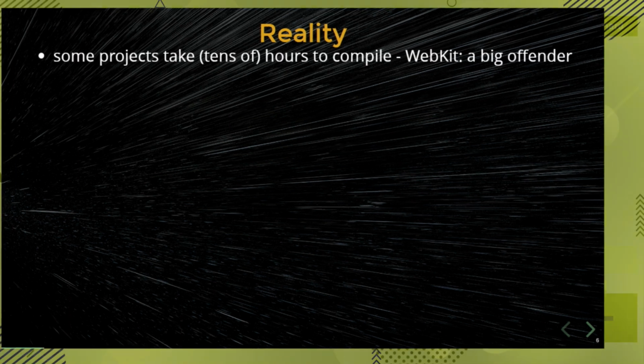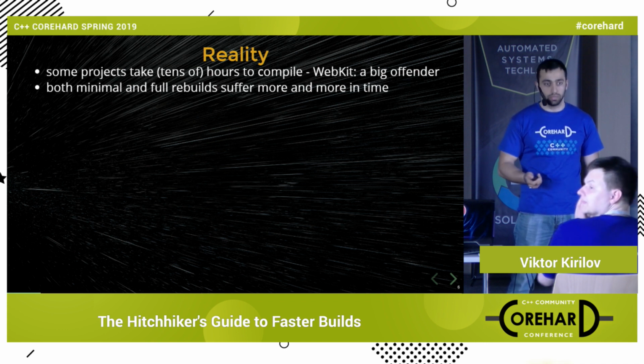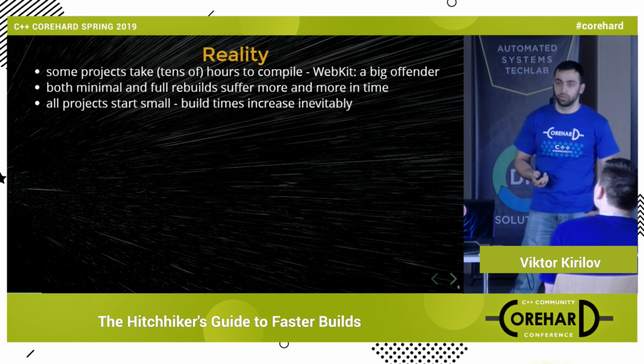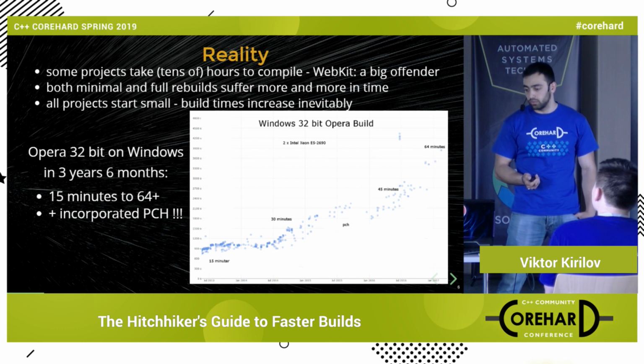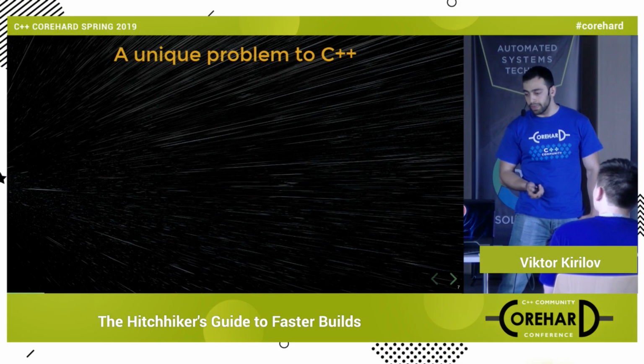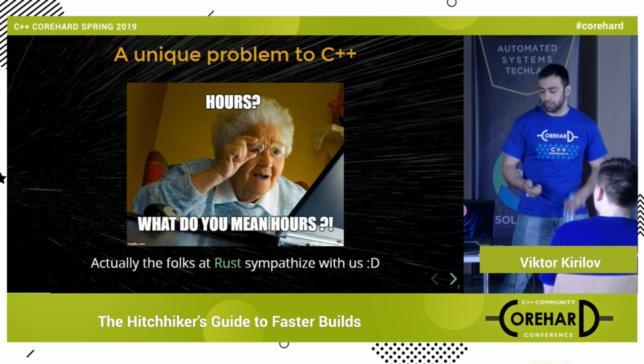So in reality, some projects take even hours to compile, and sometimes even the minimal rebuilds take like 20 minutes because of the linking step. And all projects start out small, but eventually they grow into a huge beast. This is a case study of the build times for the Opera browser. In less than 4 years, they went from 15 minutes to more than 64 minutes of build time, even though they incorporated the precompiled header at some point to slow down that process a bit. So this is a unique problem to C++, and people from other languages just don't understand what it means to wait for hours to compile your project. Maybe guys from Rust also know that.